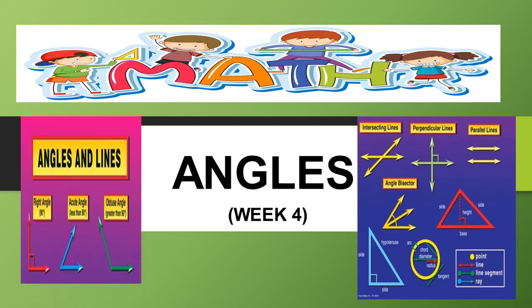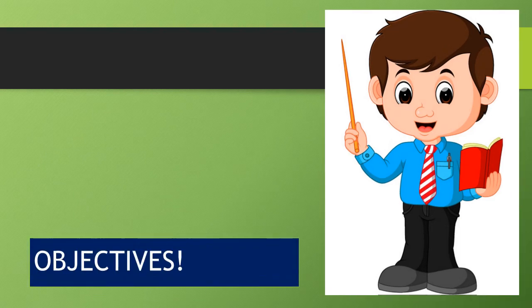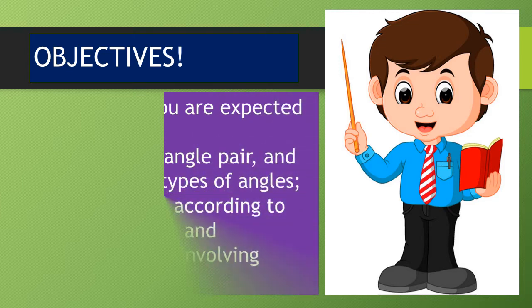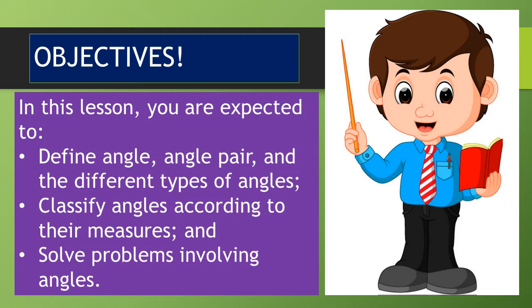Today we will be discussing the topic angles. Today will be the fourth week of the third quarter. Before that, may I present to you first our objectives for today's discussion. In this lesson, you are expected to first define angle, angle pair, and the different types of angles. Second, classify angles according to their measures. And lastly, solve problems involving angles.